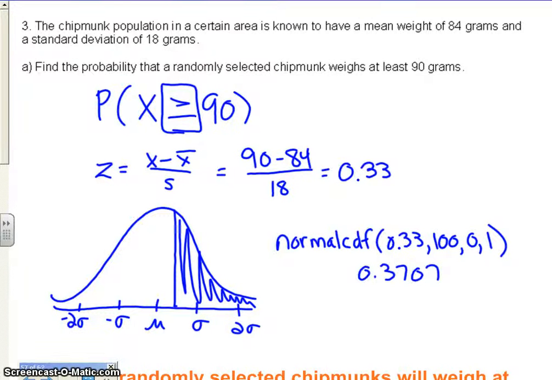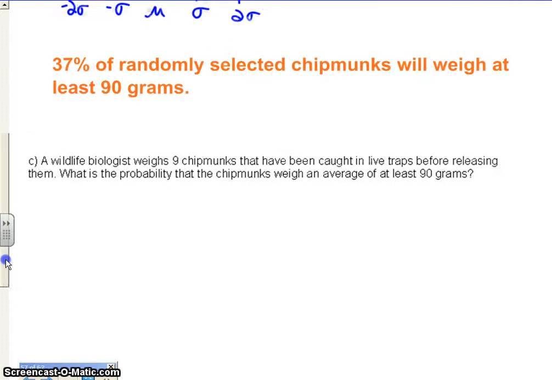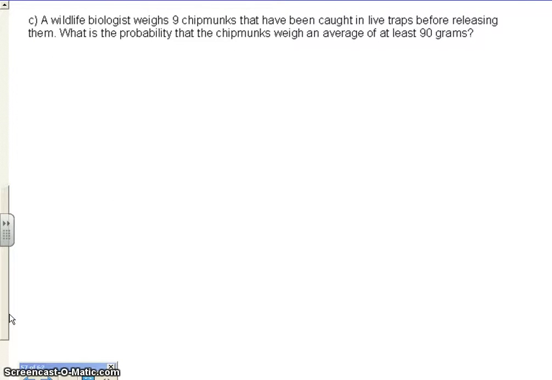Then we moved on to part C, which says now we have a wildlife biologist taking a sample of 9 chipmunks, and we want to know the probability that that sample has an average weight of 90 grams. So this question is asking you to find the probability that X bar is at least 90 grams. So we're working with a sample mean.